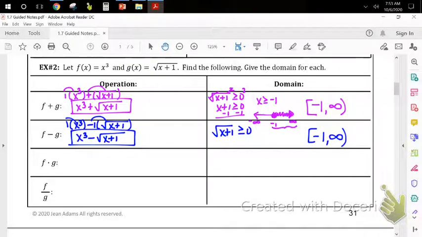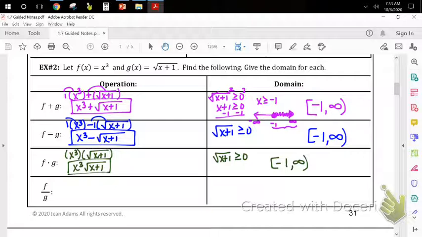All right, C, the next one says f times g. So we're going to take f, and we're going to multiply it times g. Well, remember when you're multiplying with radicals, you only multiply what's on the outside together and what's on the inside together. So here I just have an x cubed on the outside, and I have an x plus 1 on the inside. So we're just going to have to leave it as x cubed times the square root of x plus 1. Again, when we go to do our domain, our restriction is we've got that radical, so we just know that it has to be greater than or equal to 0. And so therefore, we're still going to get negative 1 to infinity.